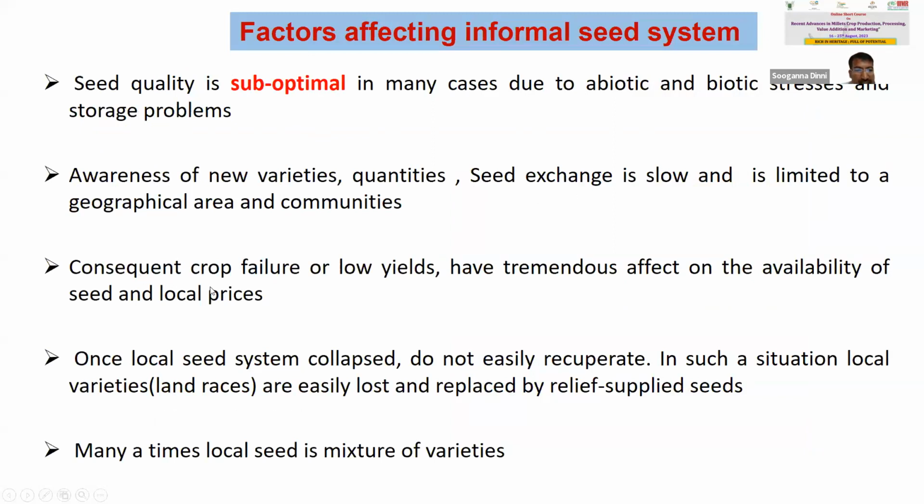Again, the consequent crop failure or low yields have a tremendous effect on the availability of seed and local prices. So once the local seed system has collapsed, it does not easily recuperate. In such situations, local varieties are easily lost and replaced by relief supplied seeds. And many times a local seed is a mixture of varieties. It may not be seed, it may be grain also. So quality is the important aspect that is lacking in the informal seed system.